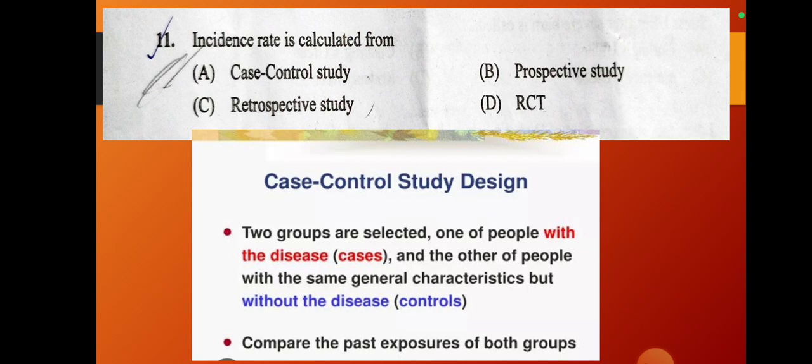Incidence rate is calculated from: option A, case control study; option B, prospective study; option C, retrospective study; option D, RCT. The answer is case control study. In case control study design, two groups are selected: one of people with the disease, or cases, and the other of people with the same general characteristics but without the disease, that is controls.